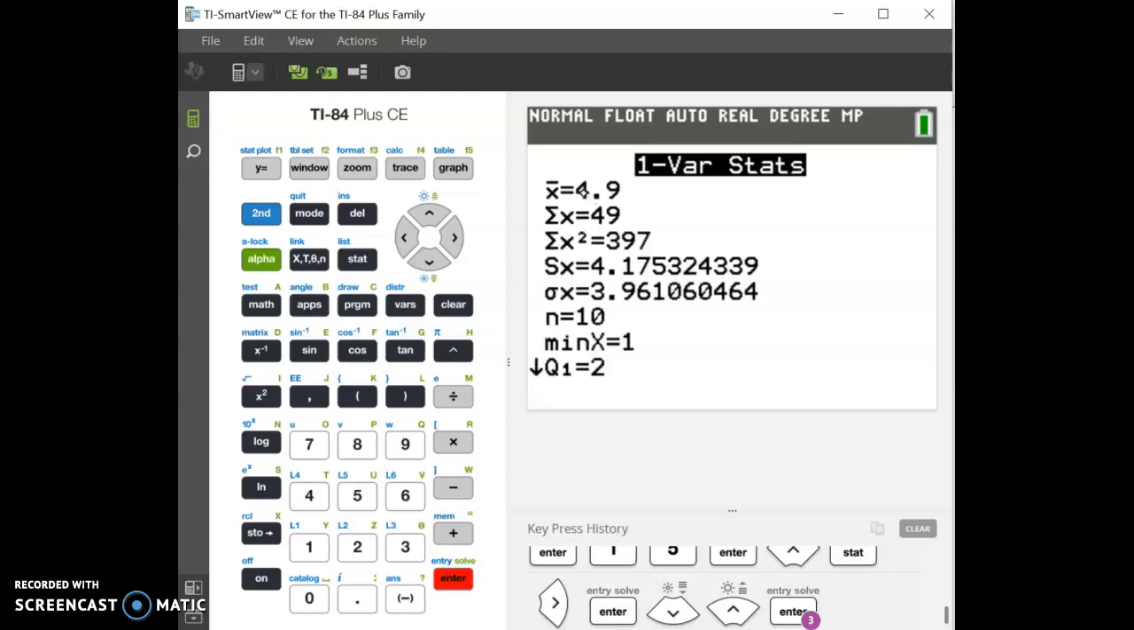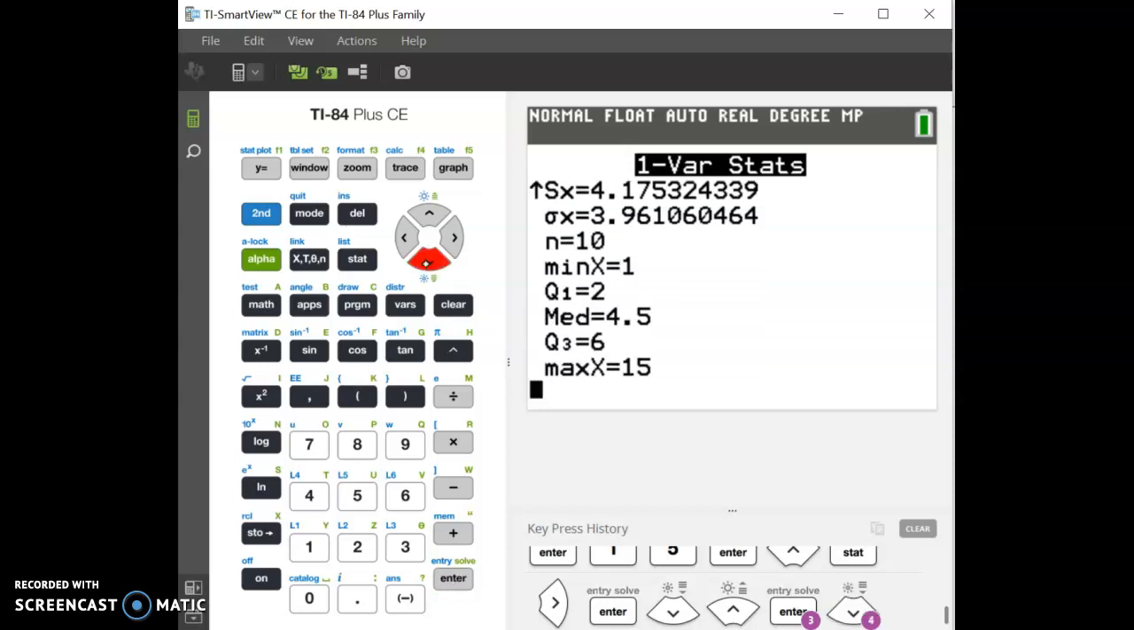And actually, this first one is the mean, the x bar. I think this is the sum. Some of these we'll learn later. This is the number of terms, 10. And then the 5 numbers we need for the box and whisker plot, you've got to scroll down a little bit. But here they are. There's your min, Q1, median, Q3, and then a max of 15. And those are literally the 5 numbers I need to make my box and whisker.